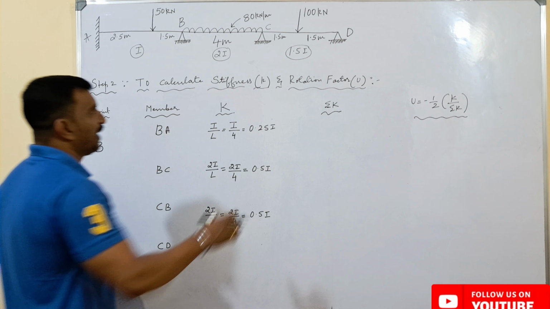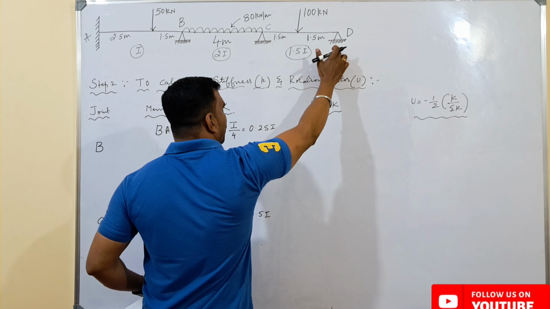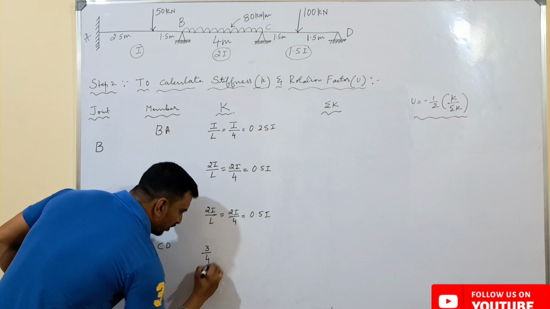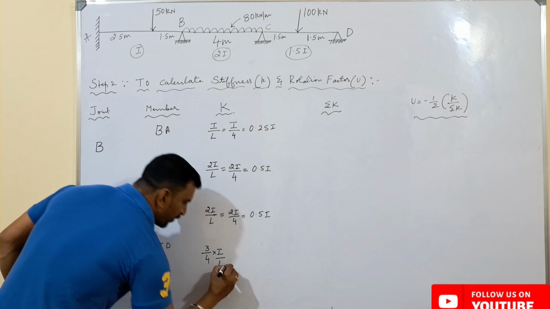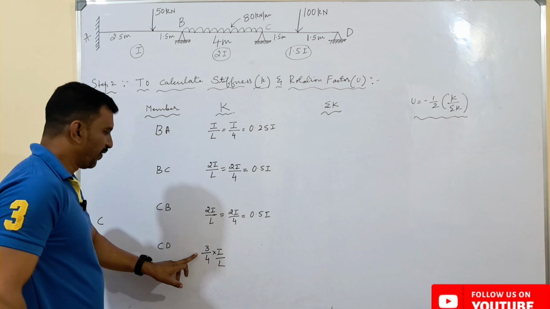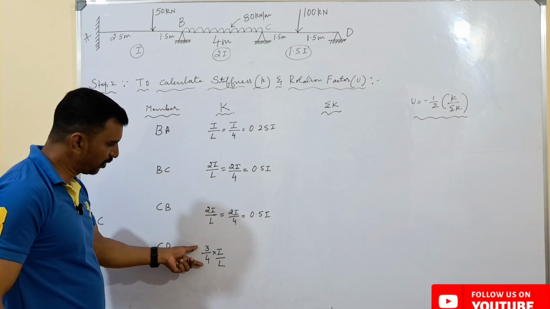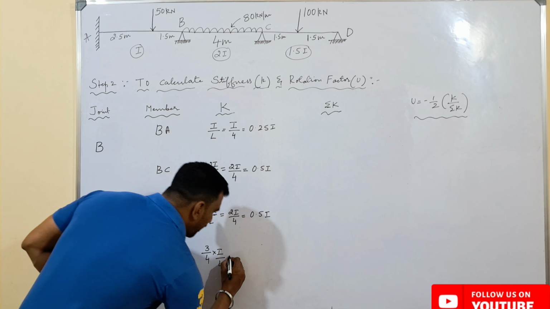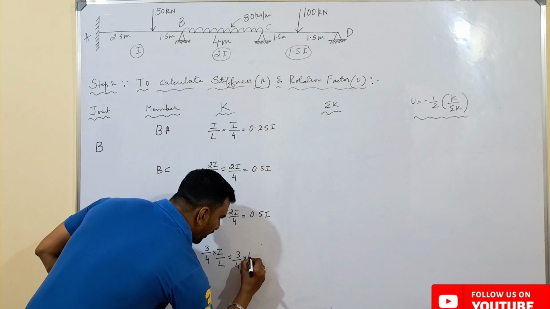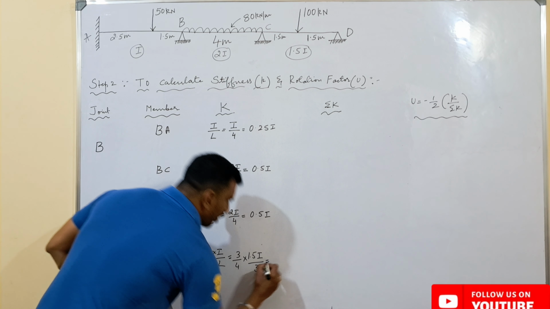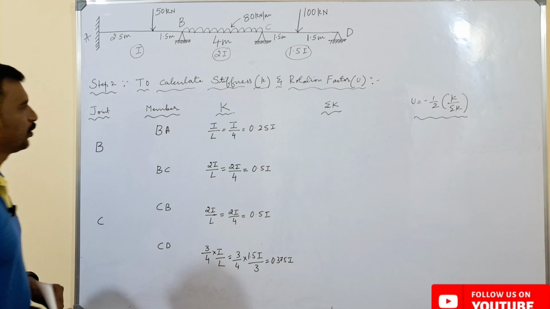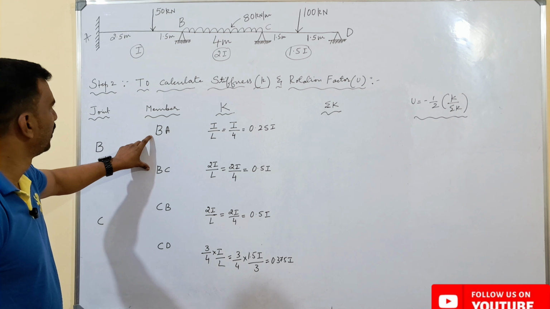For member CD, C is the near end and D is the far end. Since D is a hinge support, for a hinge support we consider the stiffness as 3 by 4 into I by L. We have to note here that only for the fixed end we consider 100%, and whether it is a hinge support, a simple support or a roller support, we consider only 75% of the value, which will be 3 by 4 into 1.5 I divided by the total length of 3 meters, which will be equal to 0.375 I.